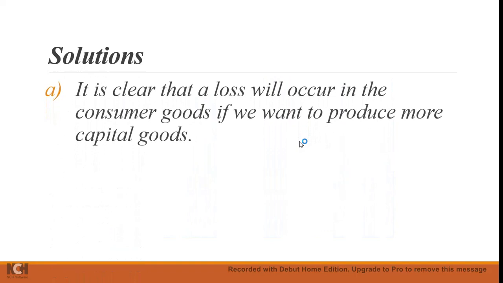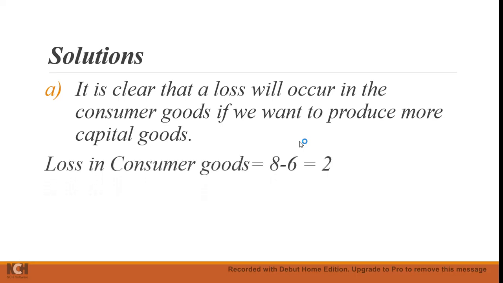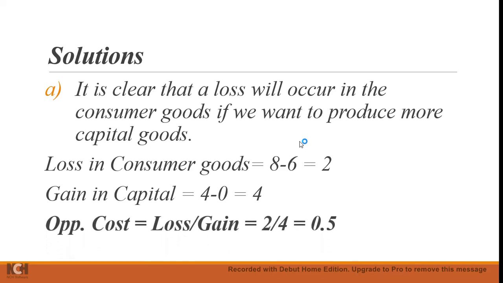So we say that it's clear that a loss will occur in the consumer good if you want to produce more capital good. That is why the food will lose 2 units, from 8 to 6, and the capital good will move from 0 to 4. So the loss in consumer good is 8 minus 6, which is 2, and the gain in capital good is 4 minus 0, which is 4. So the opportunity cost, as I said earlier, is the loss divided by the gain. So 2 over 4 is 0.5.